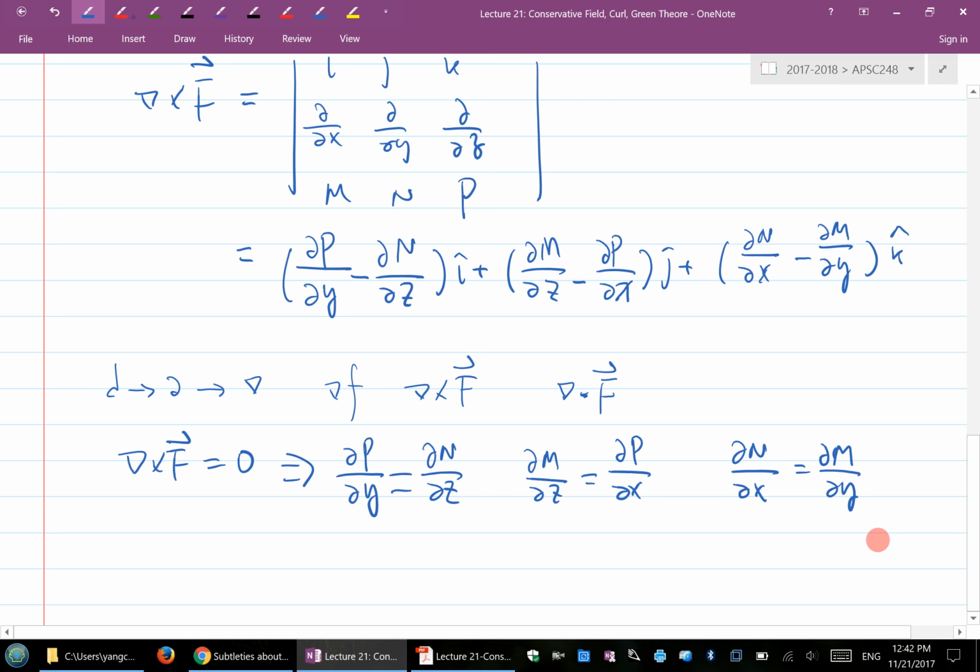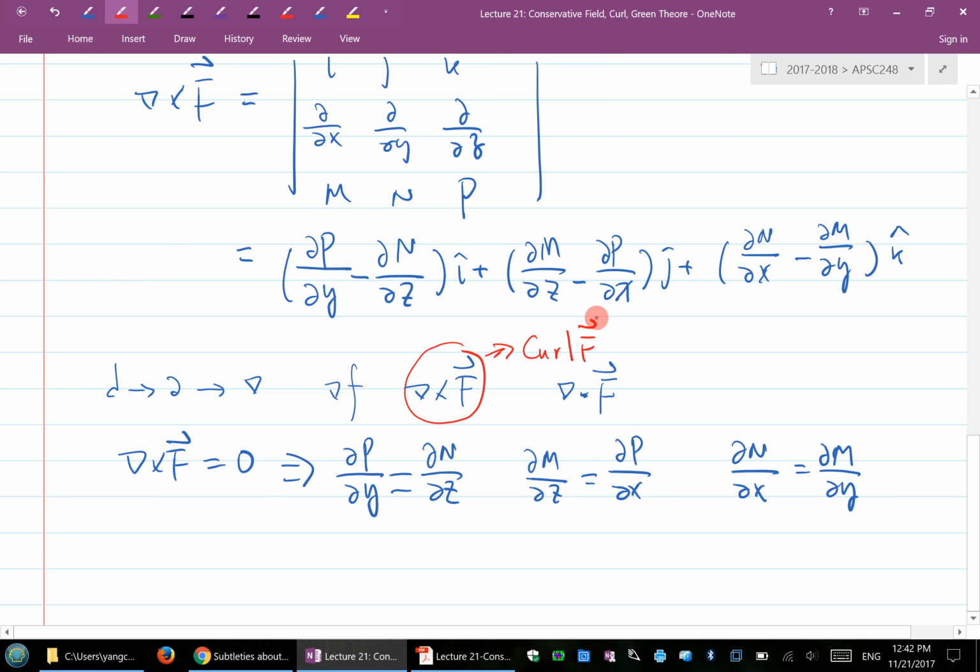Now, before I move on, we're going to cover a concept called the curl. This thing here, del cross F, we're going to look at in detail. It's also called the curl of F.